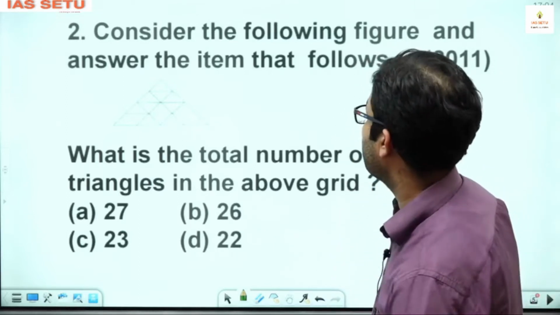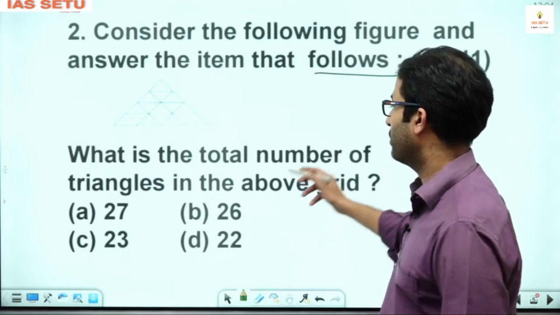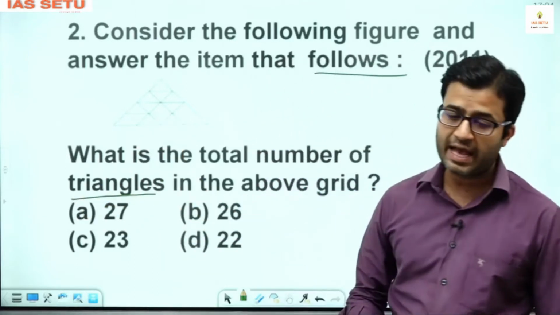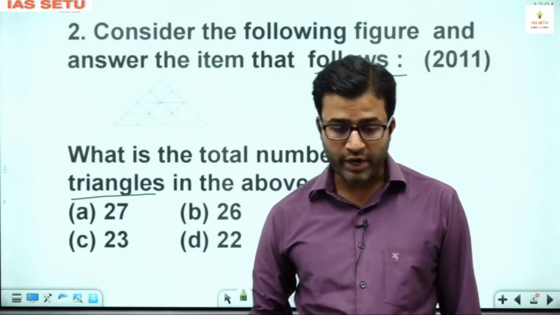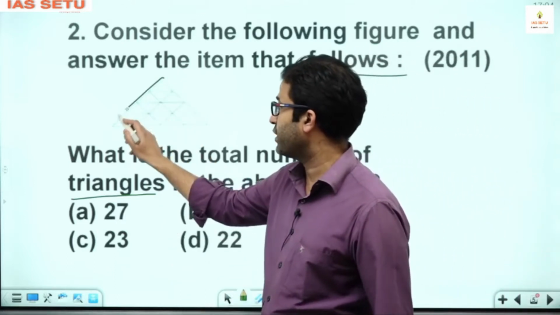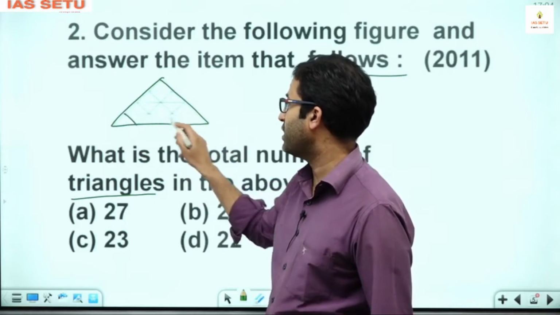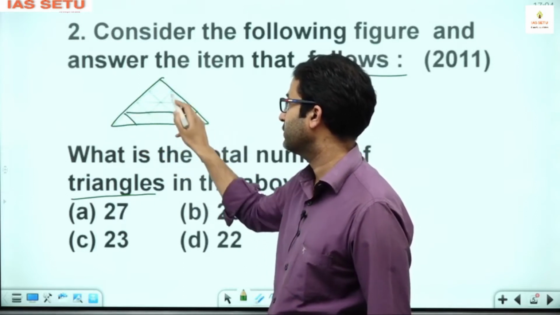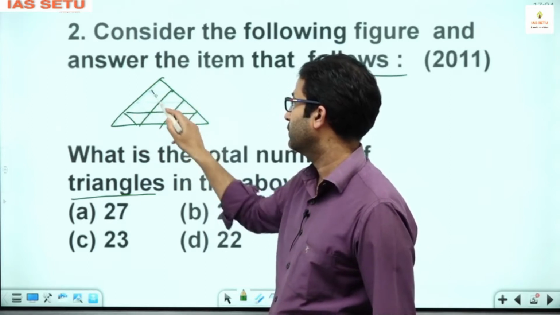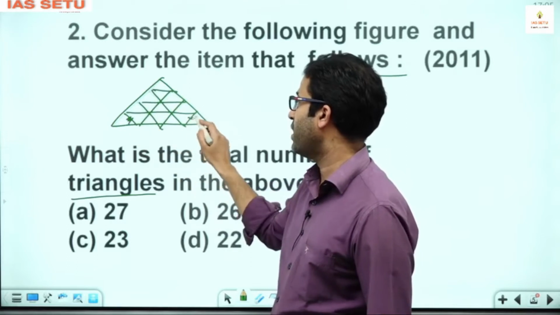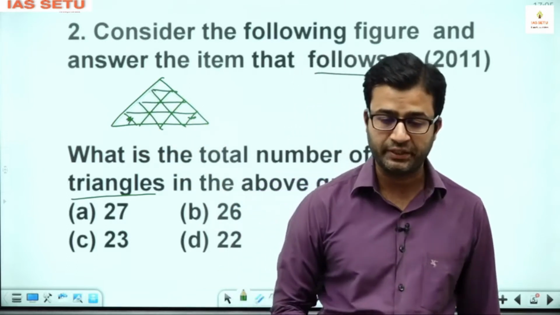Consider the following figure and answer the item that follow. What is the total number of triangle in the above grid? Number of triangle has been asked. But the point here is, in this figure I just draw here, this figure is not complete. Here this part and this part is missing. So these two parts are missing here.